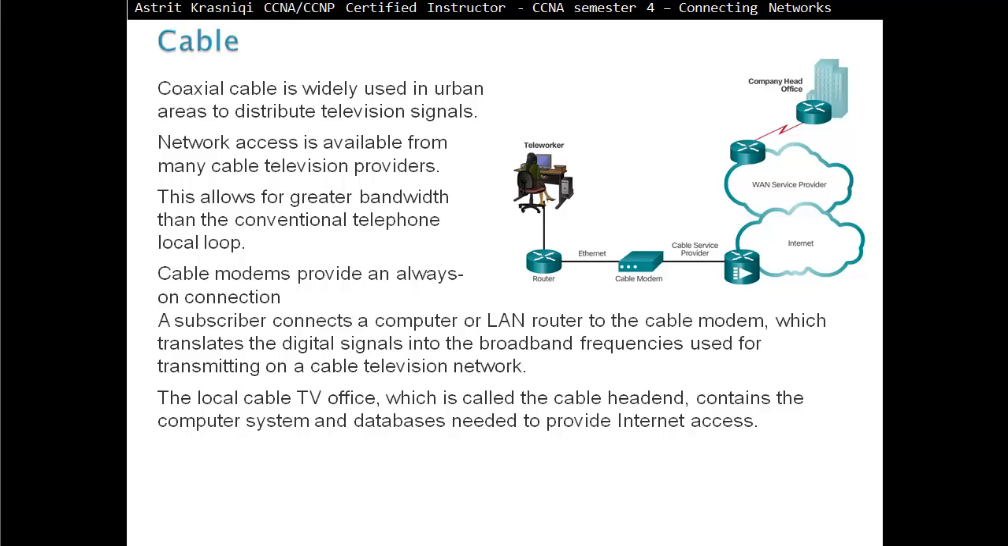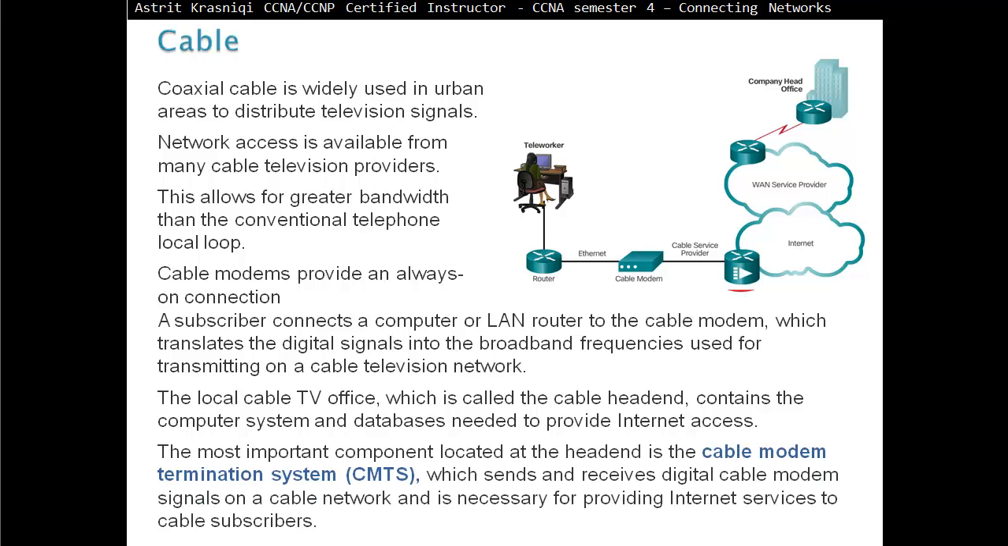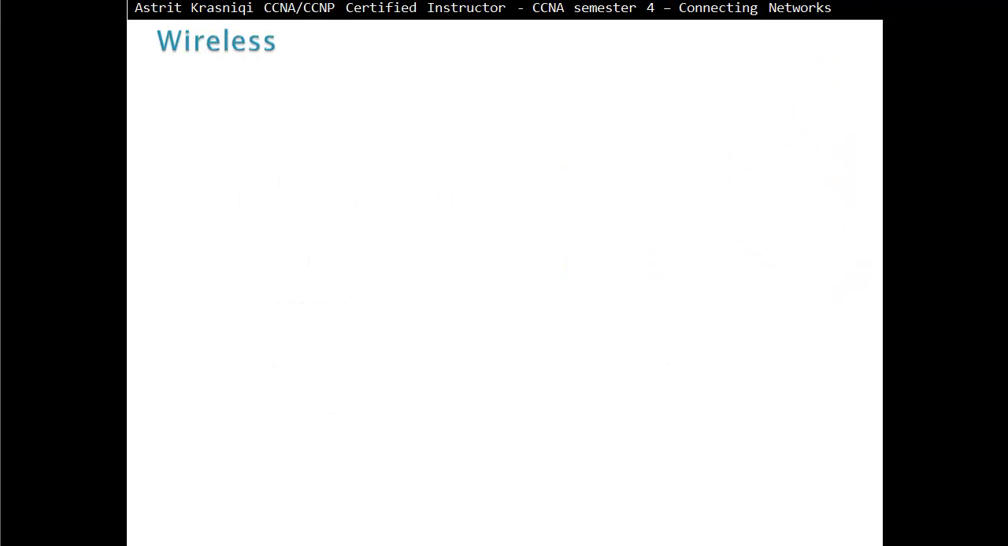The local cable TV office, which is called the cable headend, contains the computer system and database needed to provide internet access. The most important component located at the headend is the cable modem termination system, CMTS, which sends and receives digital cable modem signals on a cable network and is necessary for providing internet services to cable subscribers.